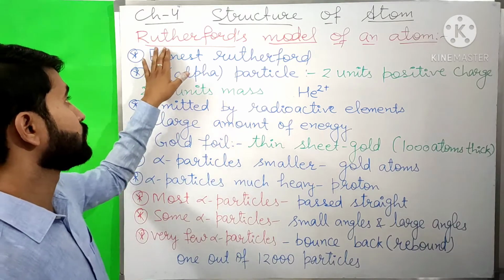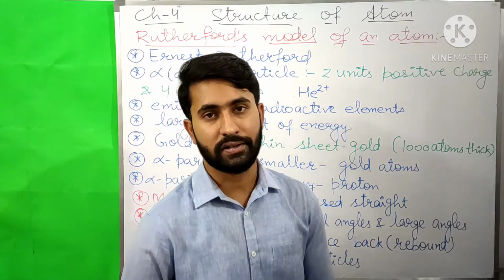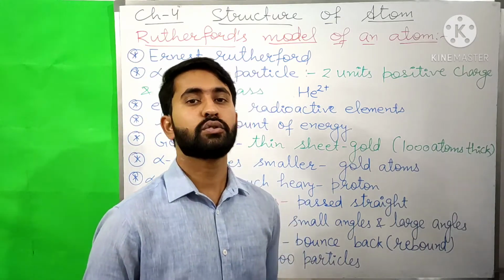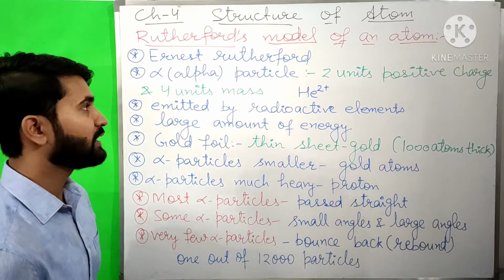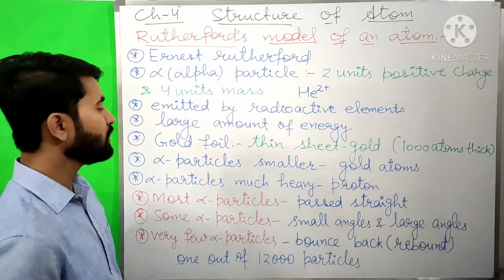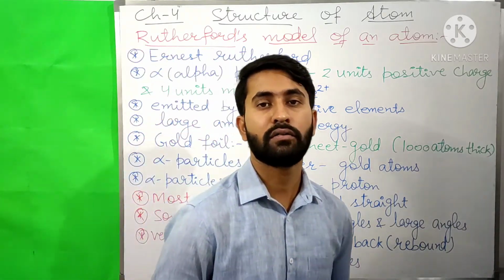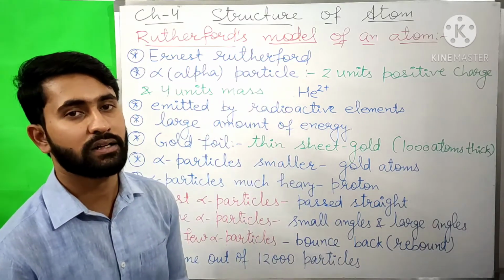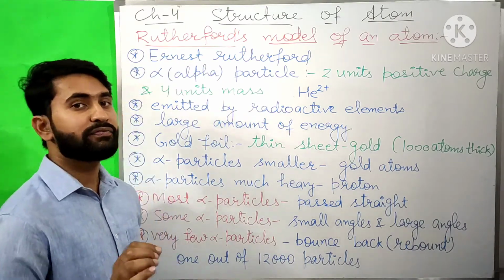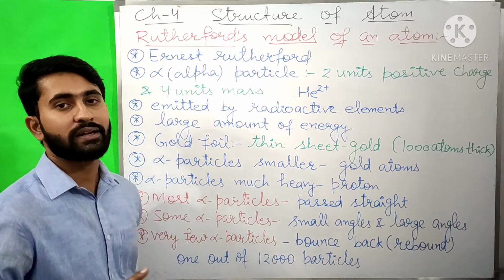Ernest Rutherford was another scientist who was interested in knowing the structure of an atom. So he performed an experiment using alpha particles and a gold foil. Now you might be wondering what is this alpha particle and what is gold foil. Alpha particle. Alpha is also represented by the symbol α.